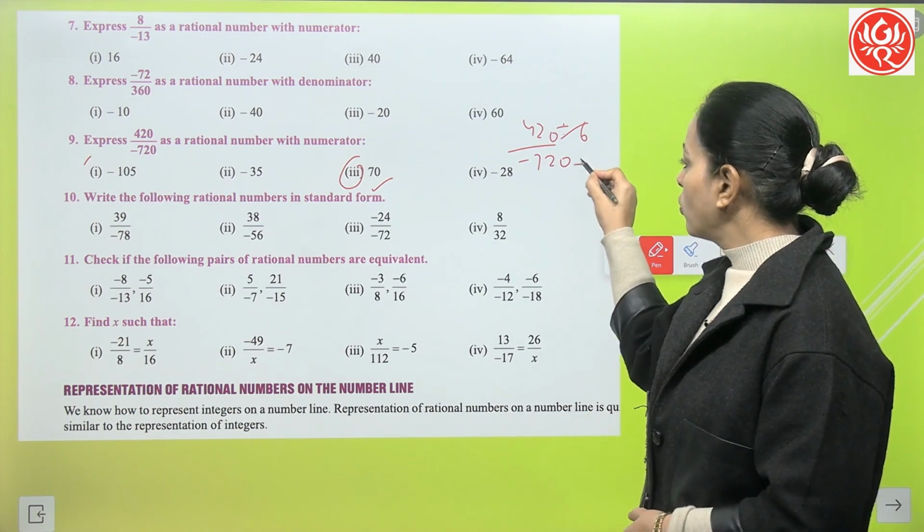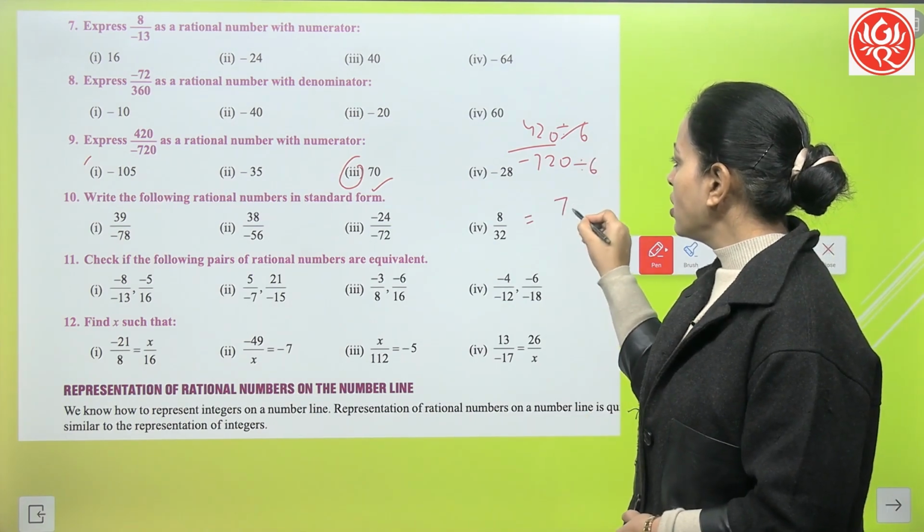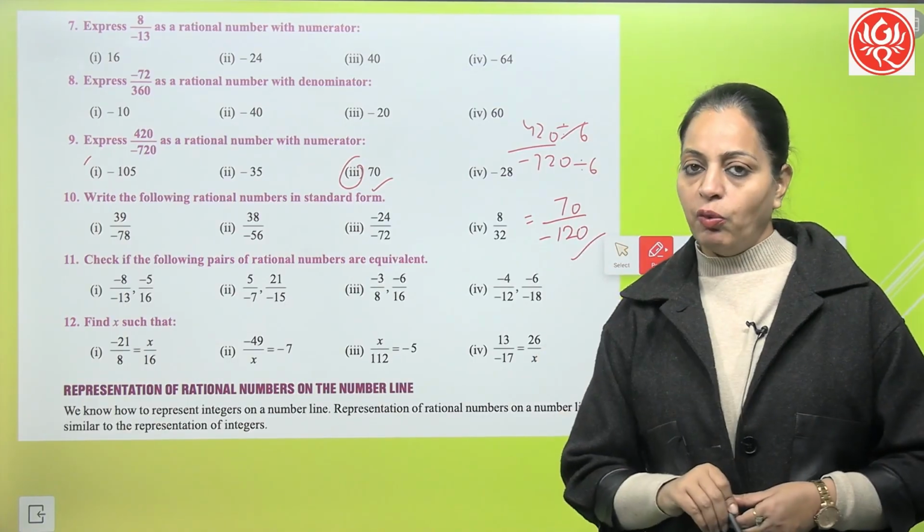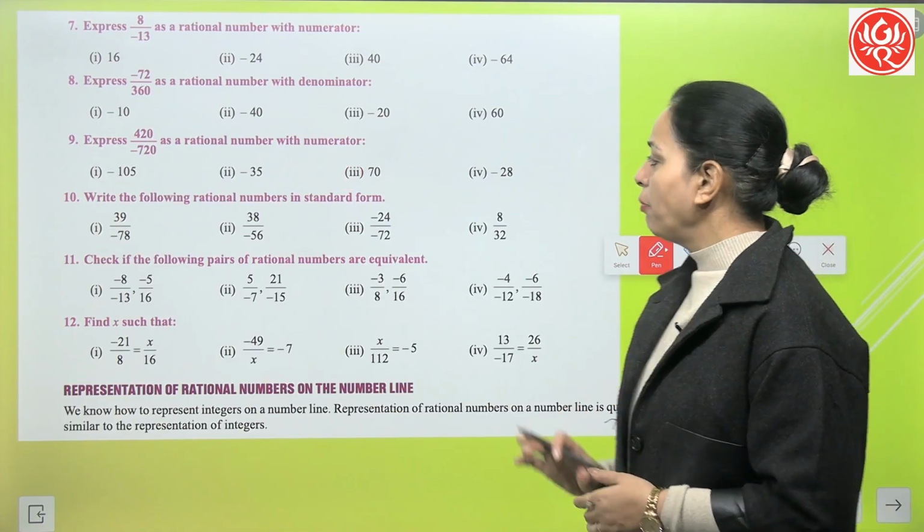Right? And here also 6. So 70 upon minus 120. So like this you can try the remaining parts.